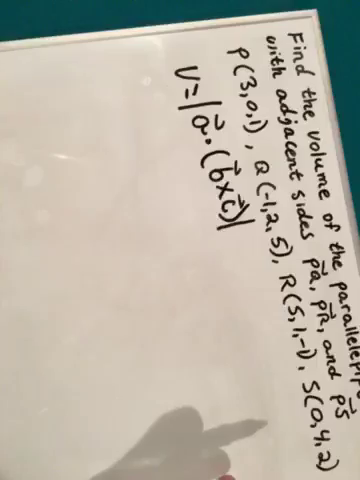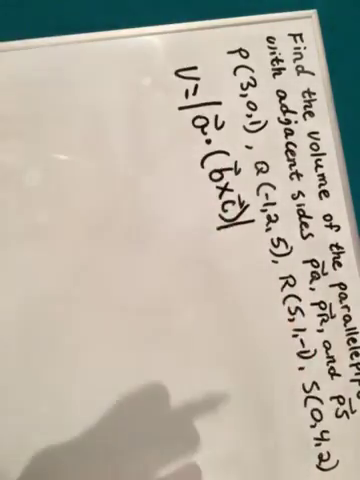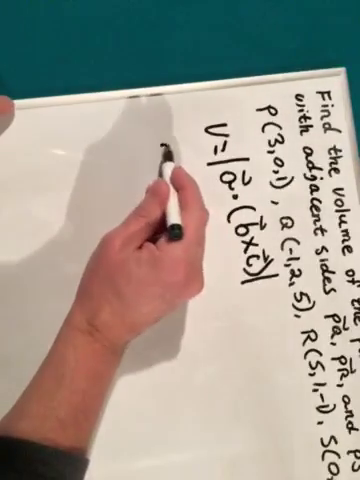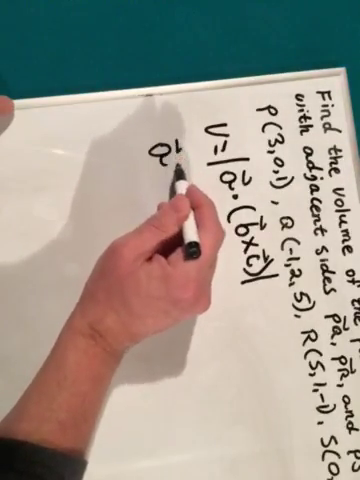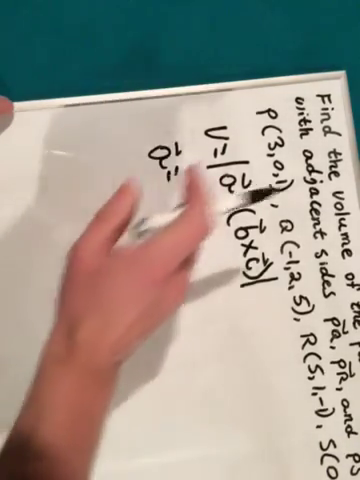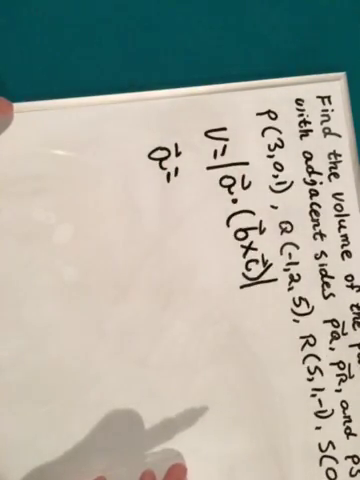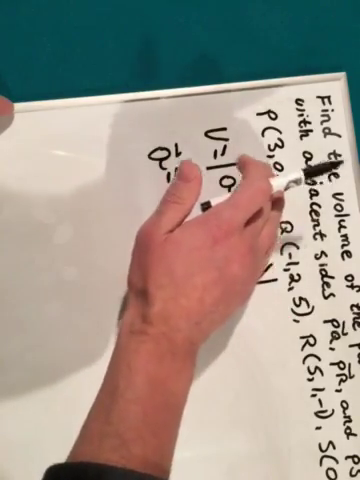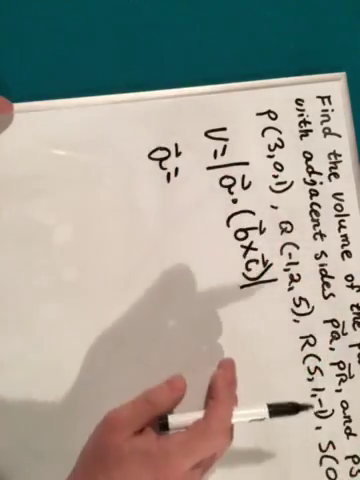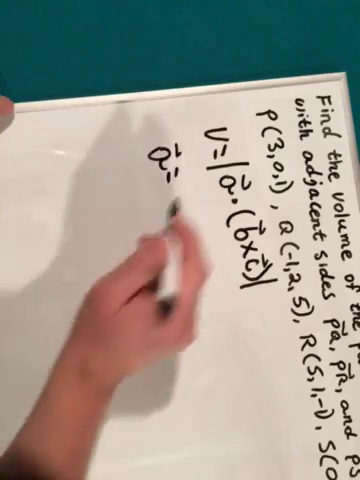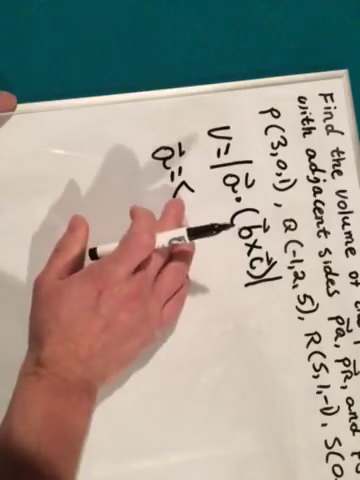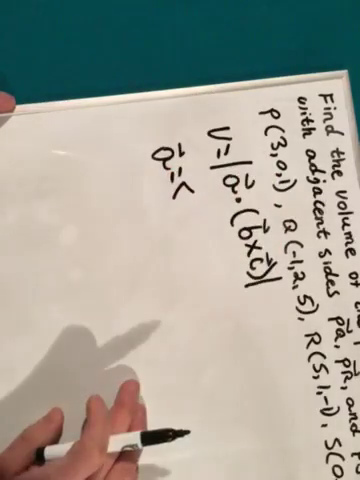Well, PQ is just the distance from P to Q. So we can let A vector, because we want this A, B, and C, equal the distance from P to Q. So you just take your Q coordinates and subtract off your P, and that would be the distance from P to Q. For a vector, we normally have these pointed brackets. That just means it's a vector now instead of just a point, right?